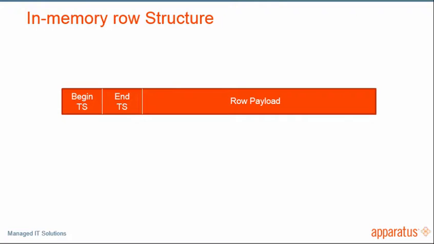So this is a simplified version of what the in-memory row structure looks like. I've got my begin timestamp, my end timestamp, and then a row payload. The row payload is going to be the data that's actually included on that row. And when I do an insert to an in-memory table, my begin timestamp is going to be populated. Microsoft is using the infinity symbol for a null timestamp, or if there is no expiration on this row. So I've done an insert. This is the only version of this row in memory.